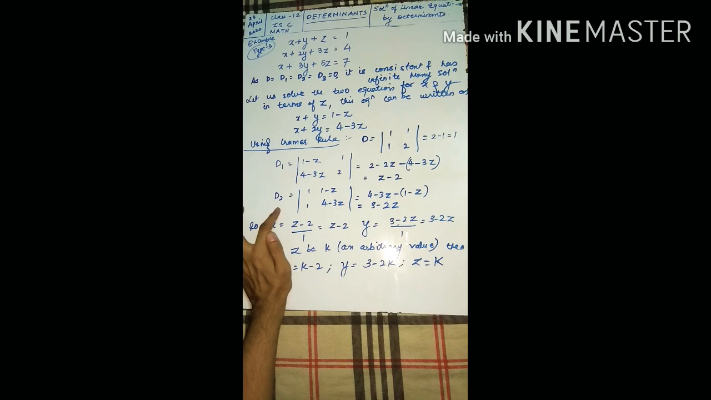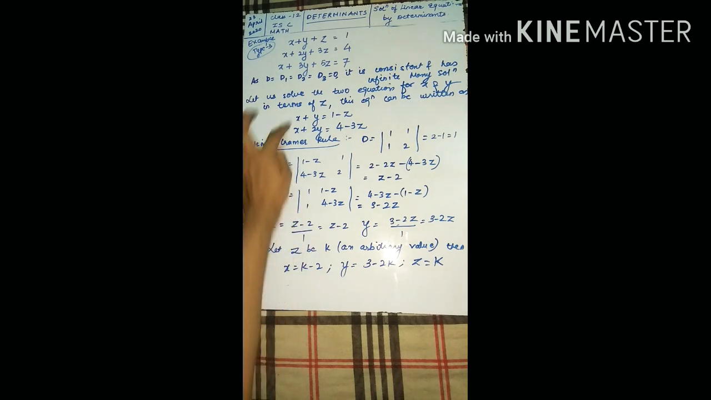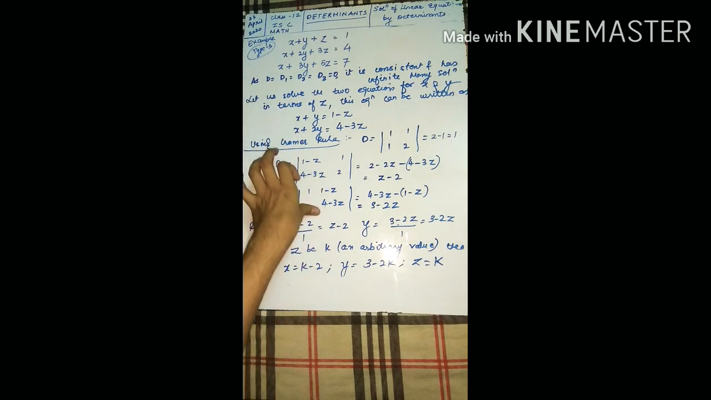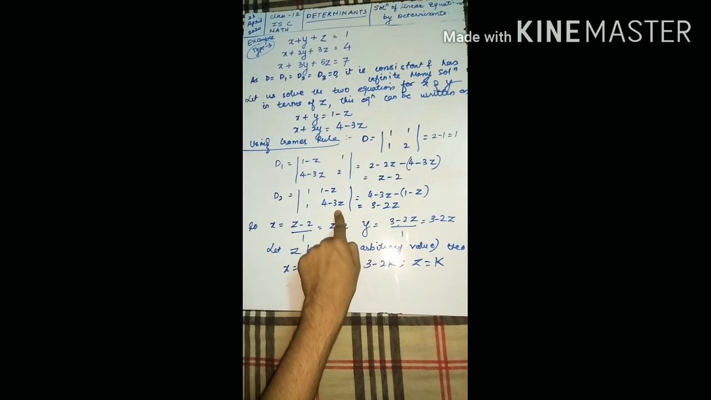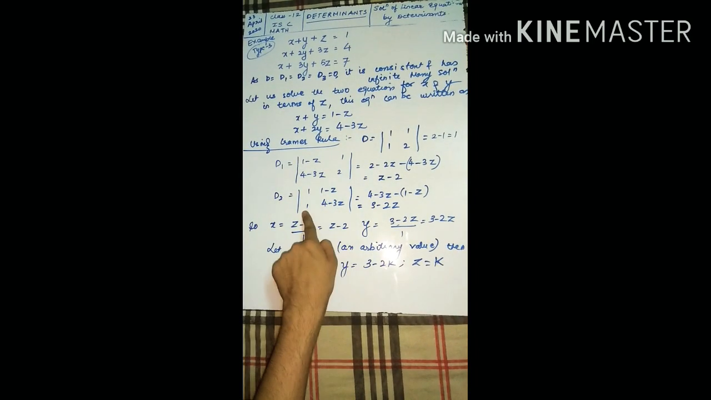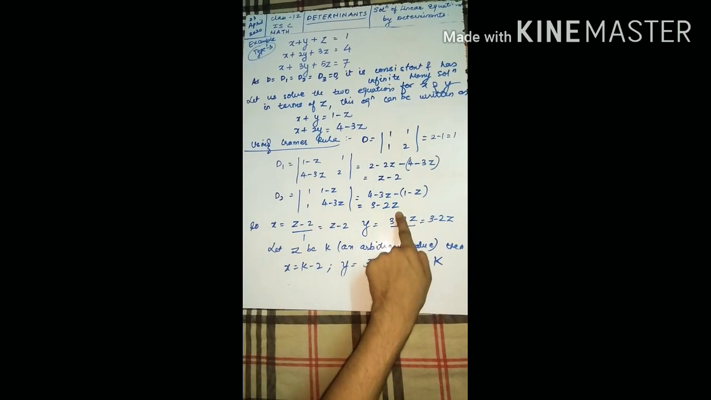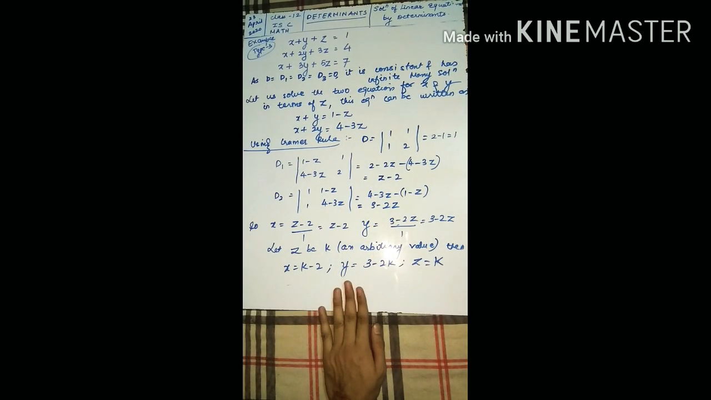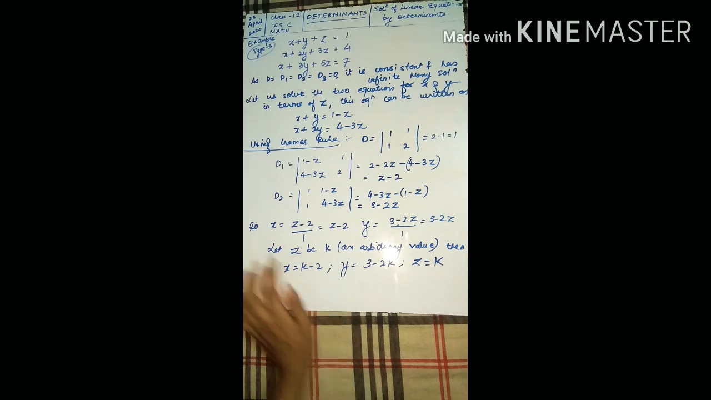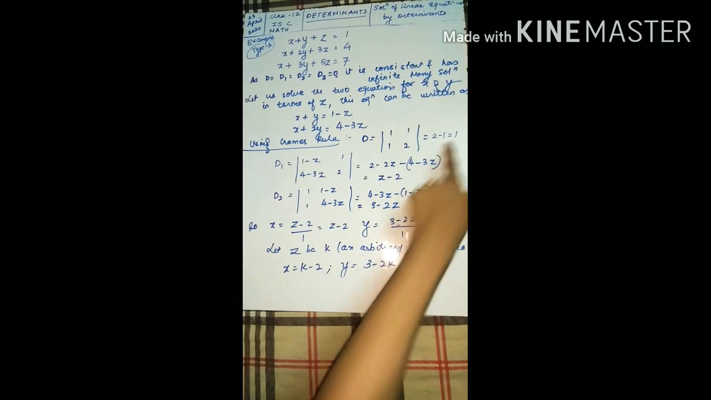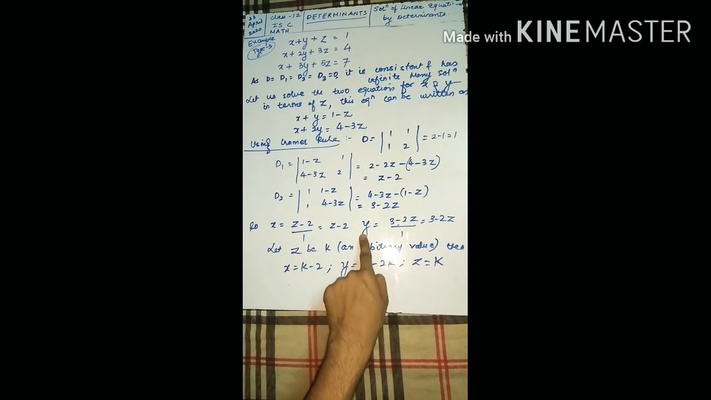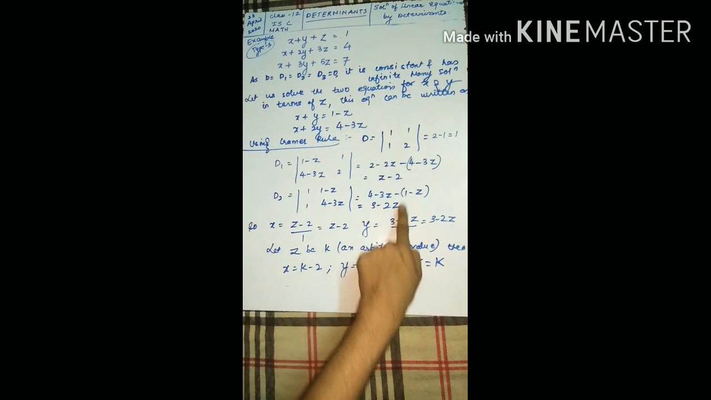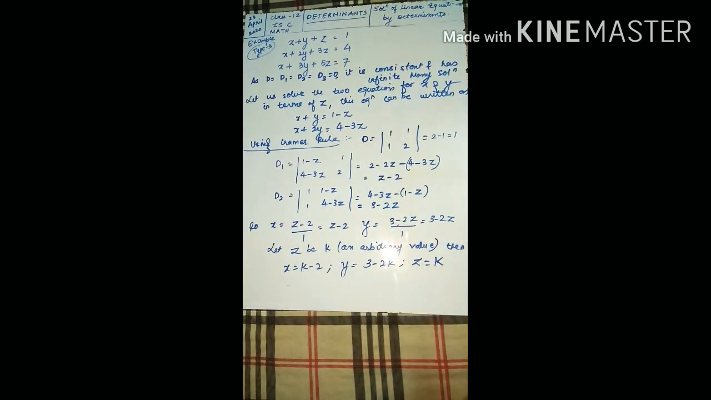Then D2 will be this 1 1, and in place of the y coefficient, 1 minus z, 4 minus 3z. This will be multiplied here, minus this into this, and the final answer is 3 minus 2z. Now according to Cramer's rule, x is D1 upon D, z minus 2 upon 1, which is z minus 2. y is equal to D2 upon D, that is 3 minus 2z upon 1, 3 minus 2z.